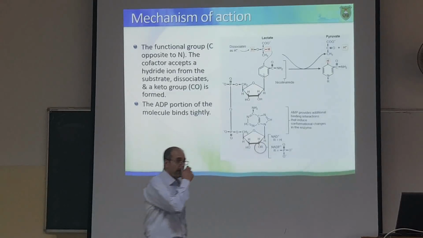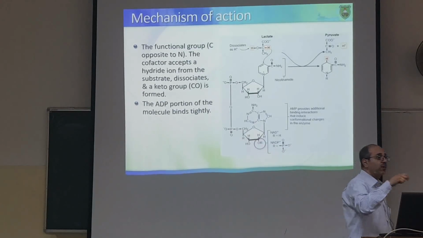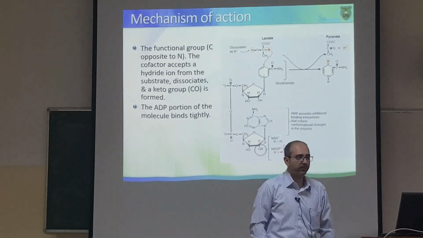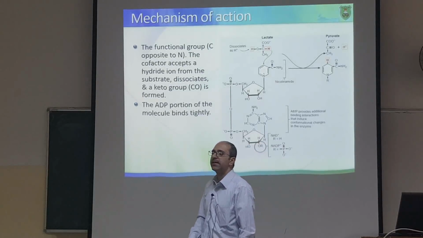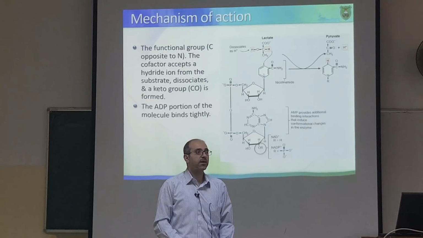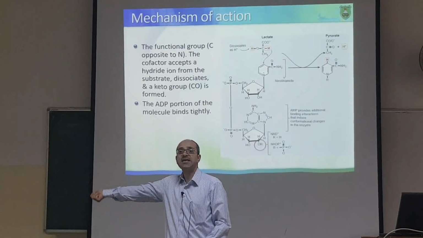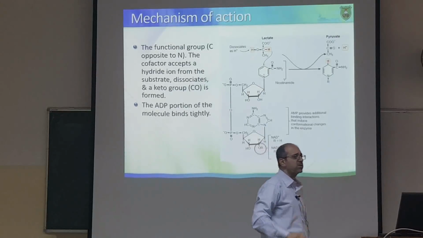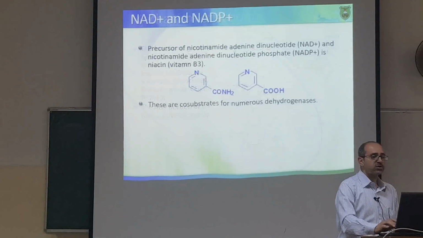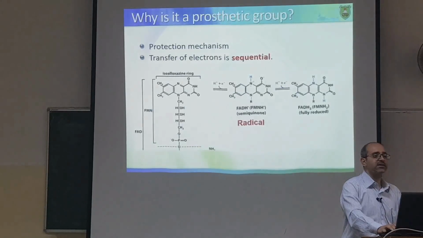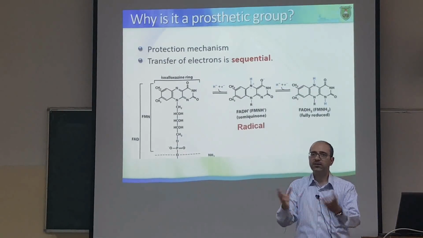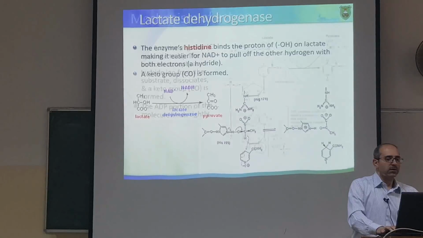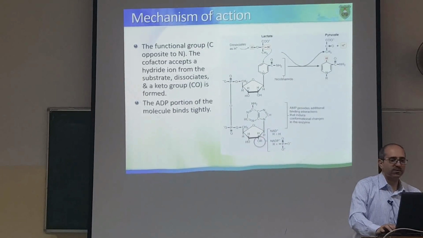هذه هي أهمية التحديد. شغلة ثانية، ال NAD وال NADP both of them do not bind covalently with the enzyme. فعشان هيك they are known as co-substrates, not prosthetic groups زي ال FAD. ال FAD is a prosthetic group. وحكينا إنها prosthetic group لأن this is a protection mechanism. Okay, عشان ال radical ما يطلع ويعمل damage لل other molecules ويعمل damage لل cell نفسه. Alright, so هاي ال mechanism of actions.